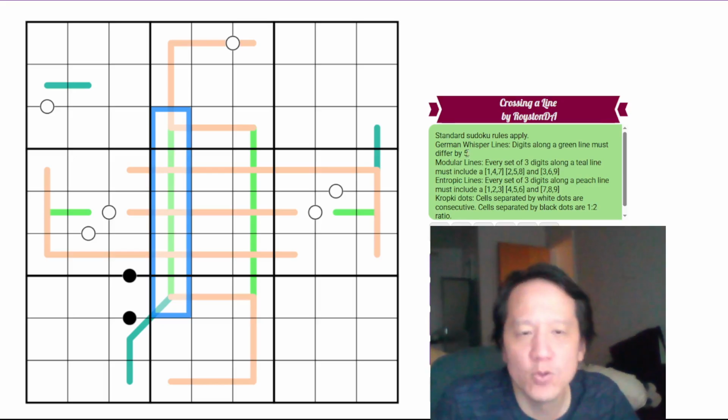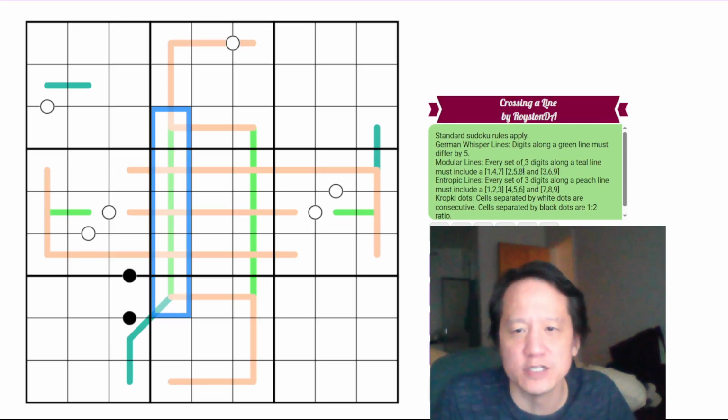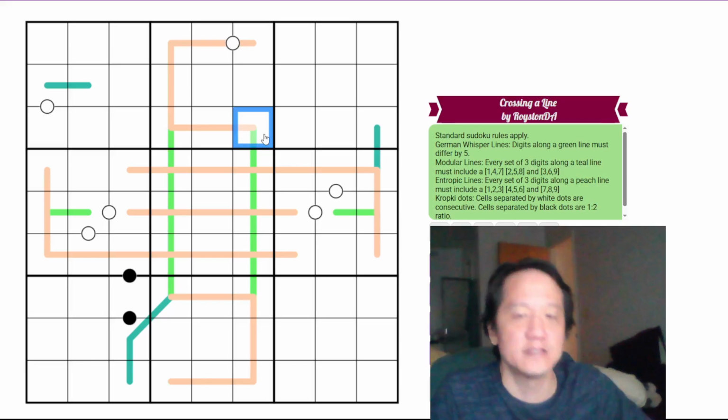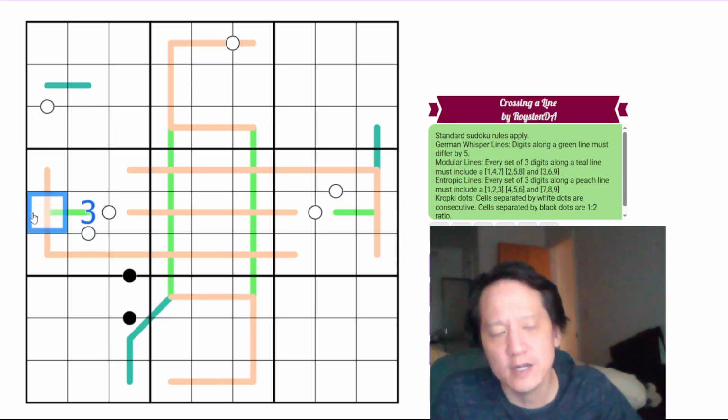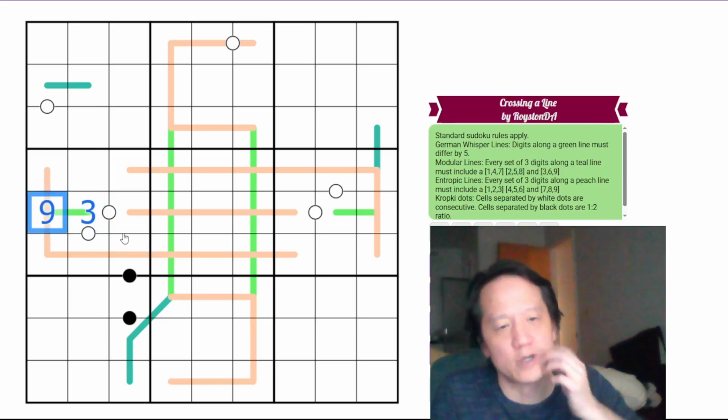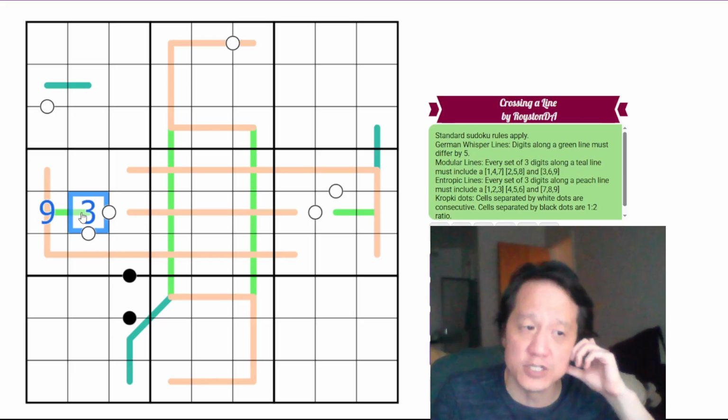So, okay, let's look at an example. For example, if this were 3, this would have to be an 8 or a 9, because those are the only digits that are 5 or more away from the 3.